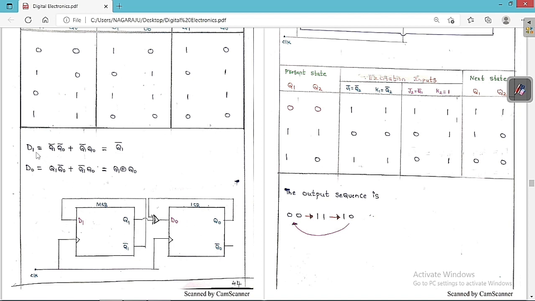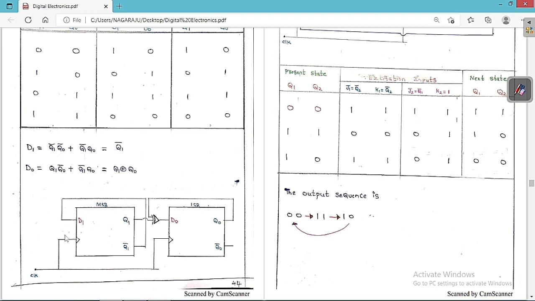What is the value of D1? D1 is nothing but Q1 bar. So you take Q1 bar from here and give it here, so D1 is equal to Q1 bar. Similarly, what is D0? D0 is equal to Q1 XOR Q0. This is Q1 and this is Q0. You take these two outputs, give them to an XOR gate, and the output is given to D0.